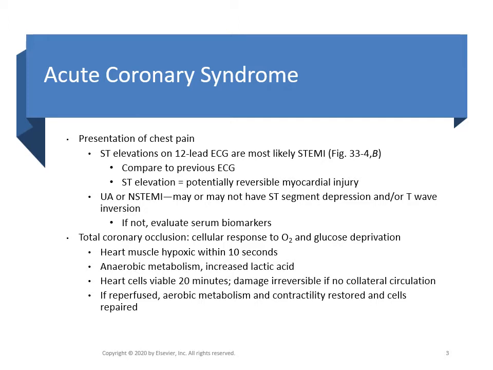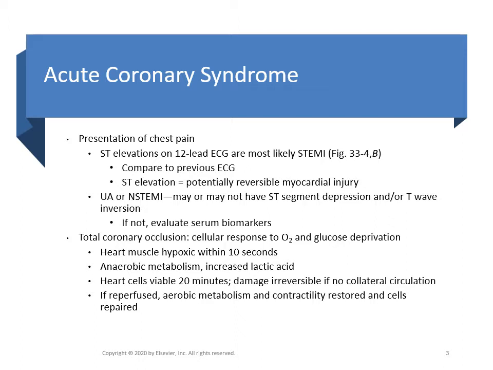On the cellular level, the heart muscle becomes hypoxic within the first 10 seconds of total coronary occlusion. Heart cells are deprived of oxygen and glucose needed for aerobic metabolism and contractility. Anaerobic metabolism begins and lactic acid accumulates. In ischemic conditions, the heart cells are viable for about 20 minutes. Irreversible heart damage starts after 20 minutes if there's no collateral circulation.